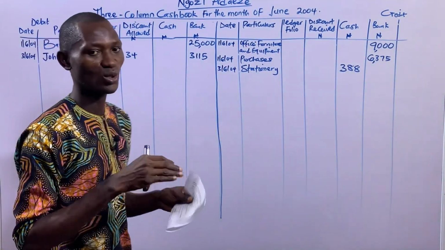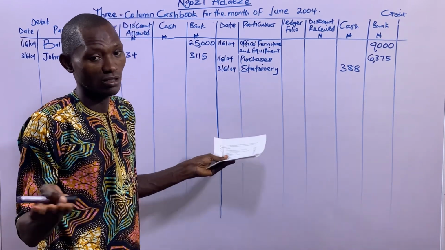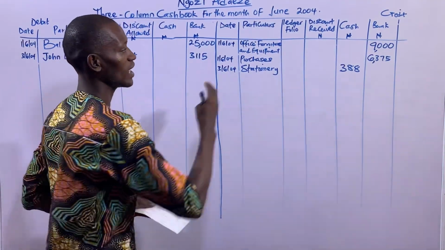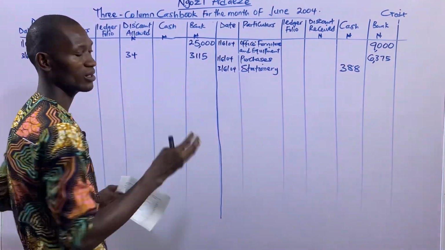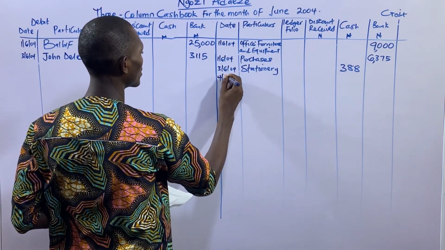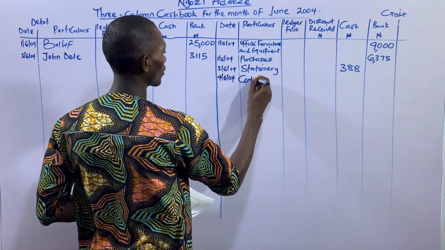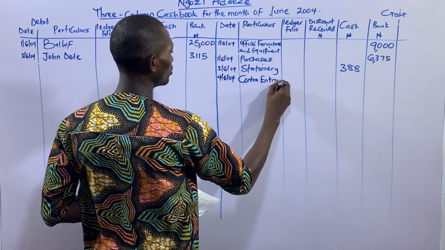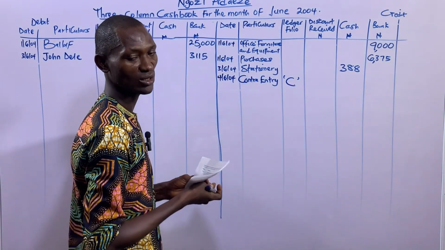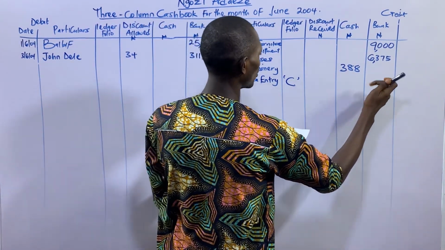So this transaction is called contra entry transactions, and always they must be recorded on the opposite side of the cash book. That's one appearing on the credit side and one appearing on the debit side. So let's do that now. So the date is 4/6/04. So the particular is going to be contra entry. Then you put letter C in the ledger folio to show that this transaction is a contra entry transaction. Then we are going to credit bank with 2,500.